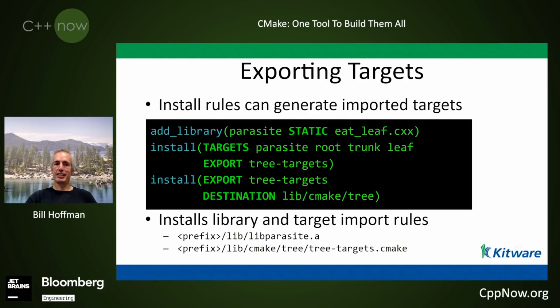So in the prefix of our install, there's going to be a lib/libparasite.a. Under that prefix, there will also be a lib/cmake/tree/tree-targets.cmake, which another find_package call could find, pulling tree-targets into another project. Again, acting as if this target was built as part of this tool.